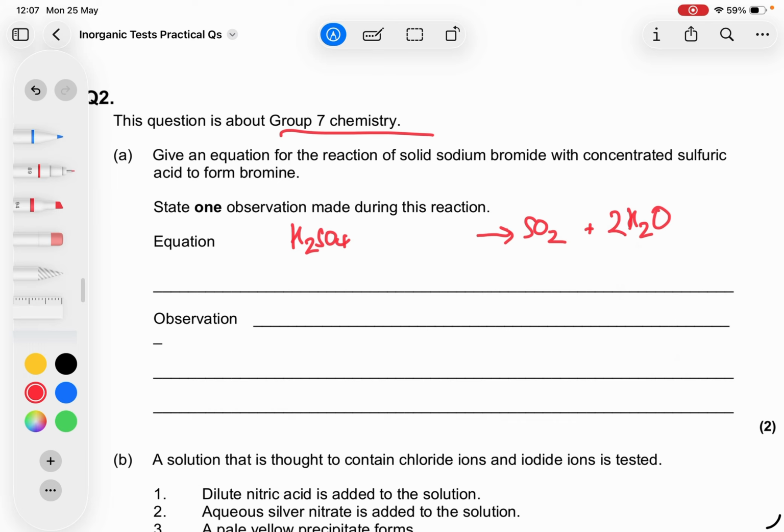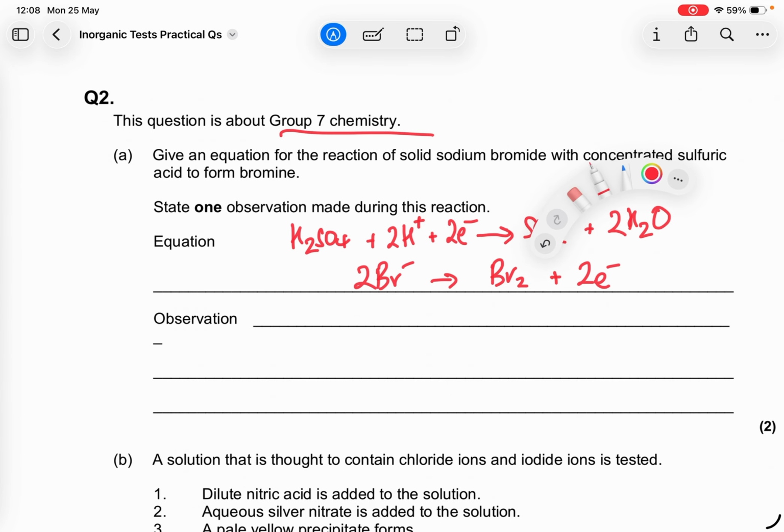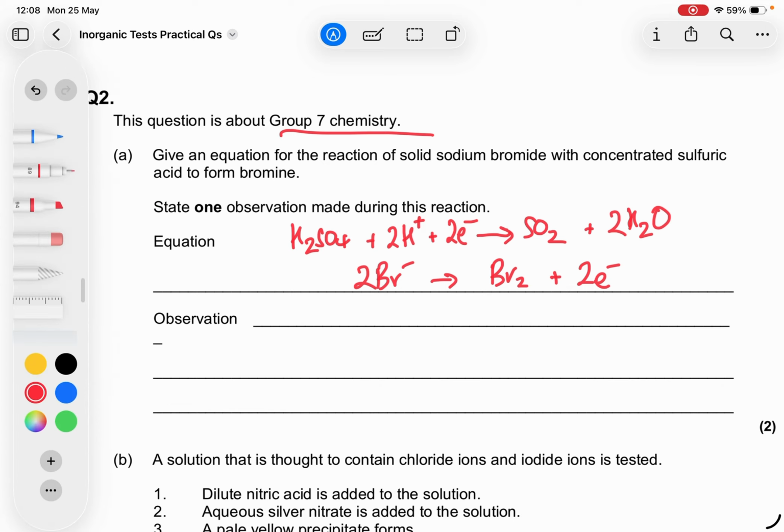So I've got 4 oxygens on the left in the sulfate ion. SO2 has 2. So let's put 2 waters on the right. I already have 2 hydrogens, so to balance the hydrogens in water I need H plus, so I need 2 of those, and to balance charges I need 2 electrons because I have no charge on the right. Then bromide becomes bromine, and balance the equation with electrons on the right. So the 2 half equations will have electrons. One will have electrons on the left and the other one will have electrons on the right.